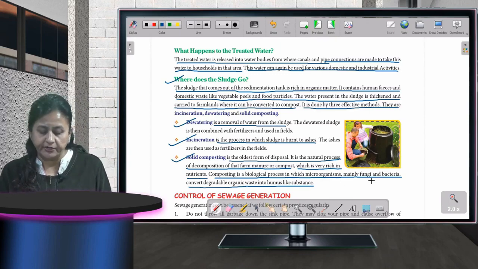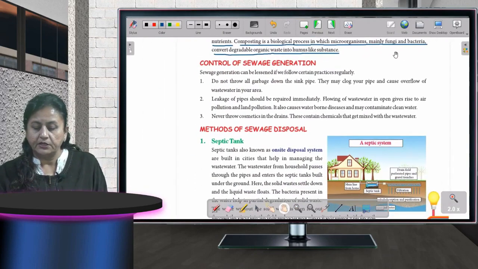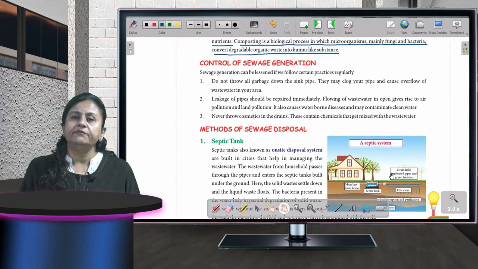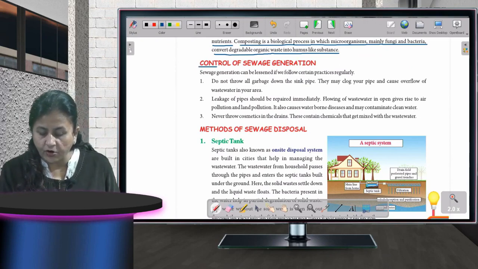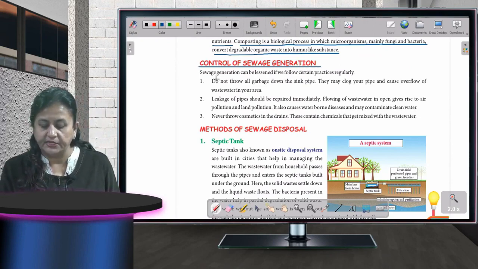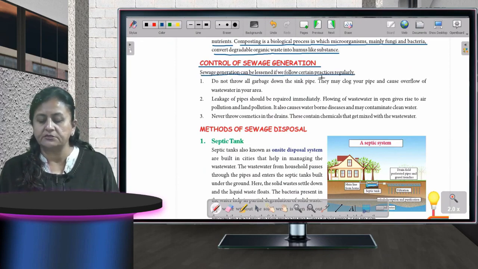substance. Fine, children? Now, next topic, as you can all see on your screens also, control of sewage generation. Okay, the topic is control of sewage generation. Sewage generation can be lessened if we follow certain practices regularly.